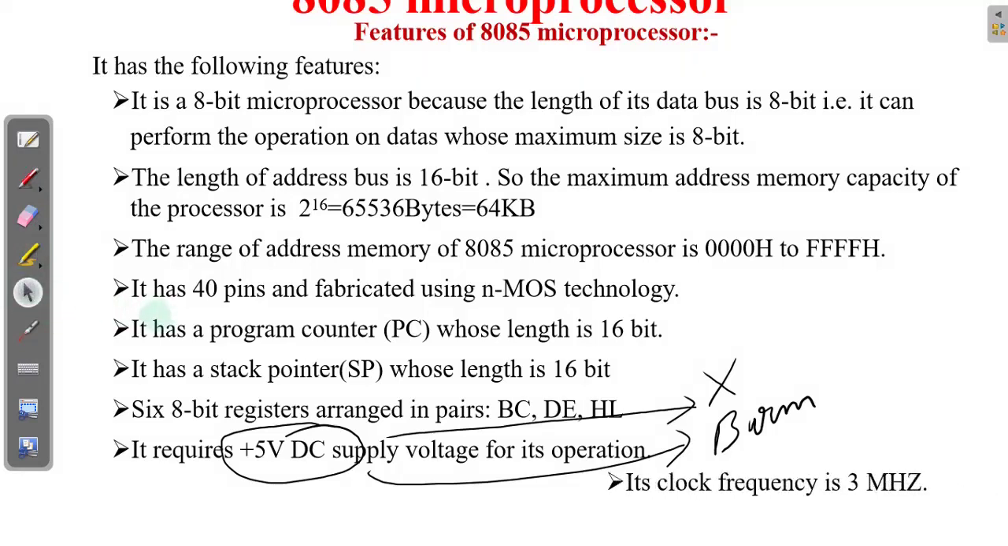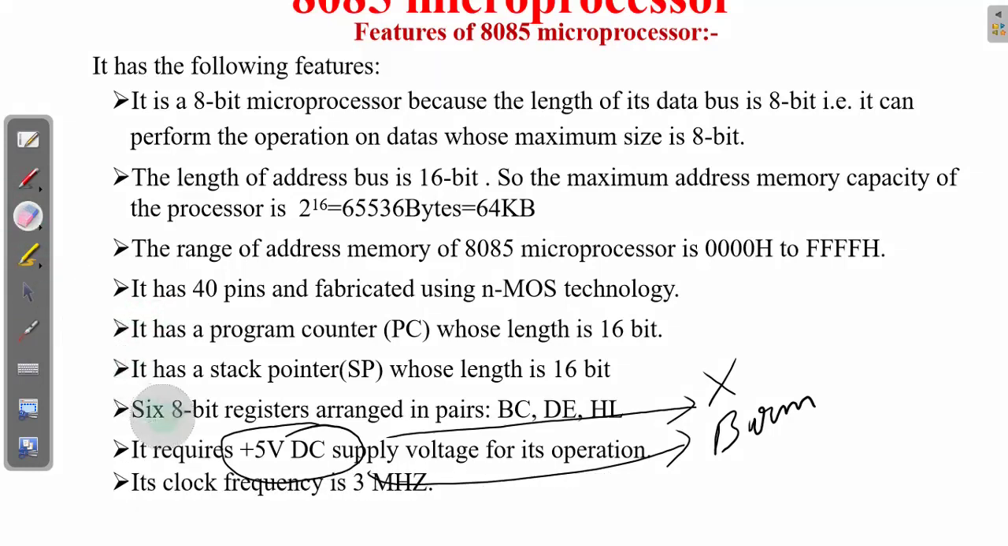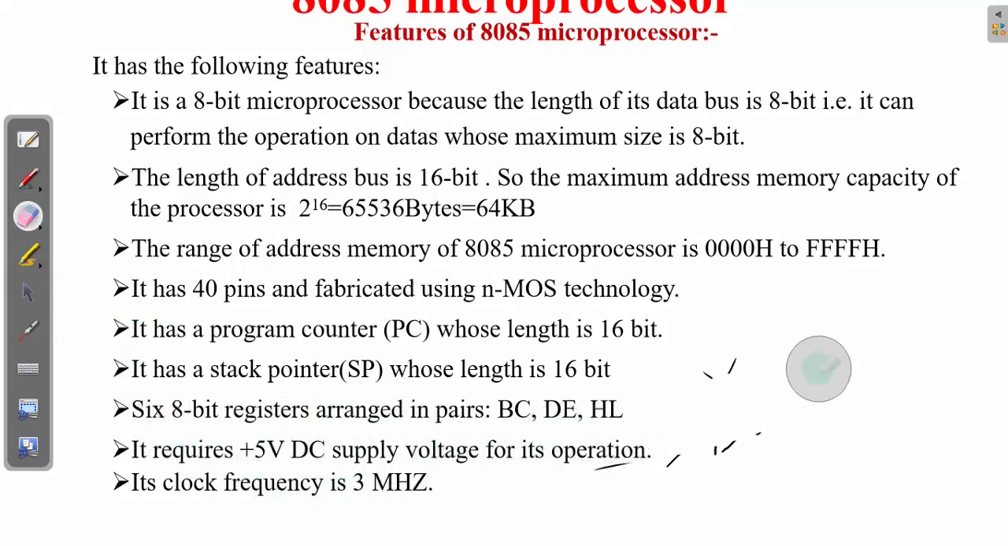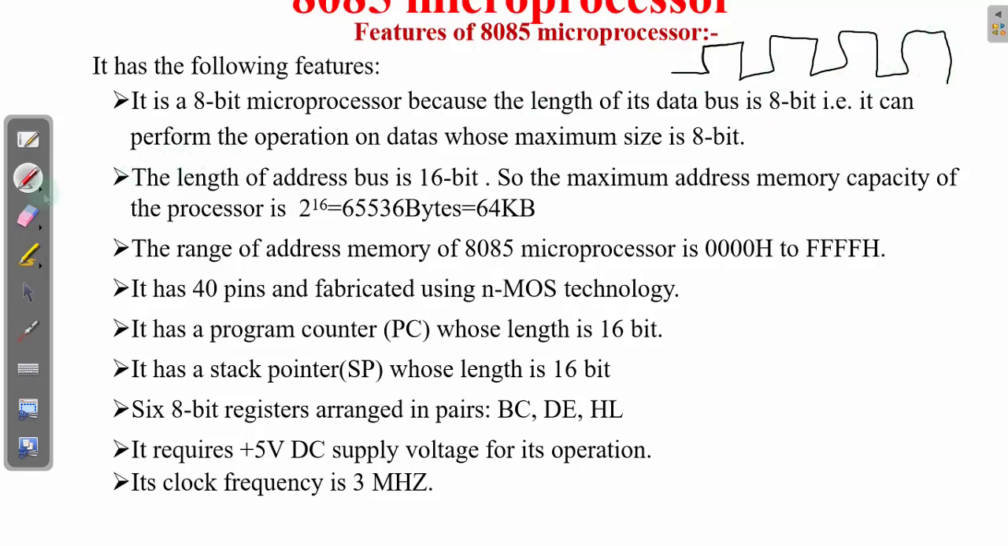Now look at the next point. The next point is that it has a clock frequency of 3 megahertz. If you remember, while explaining the definition of microprocessor, I said that it is clock driven. Do you remember that term, clock driven? I have drawn a clock like this. One high pulse and one low pulse is called one clock. So this much is called one clock.